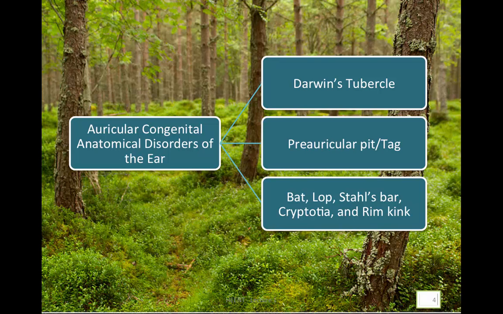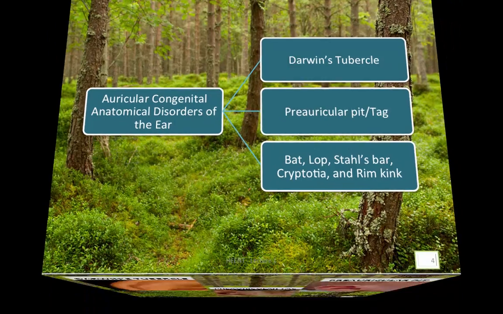In this lecture, I will discuss the auricular congenital anatomic disorders of the ear, including Darwin's tubercle, preauricular pits and tags, and I will briefly mention bat, lop, Stahl's bar, cryptotia, and rim kink.